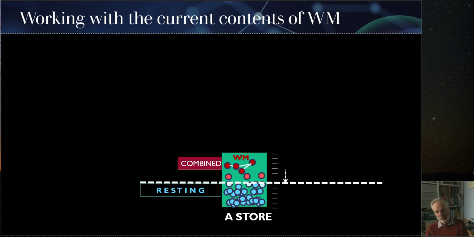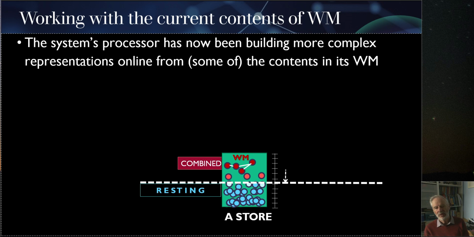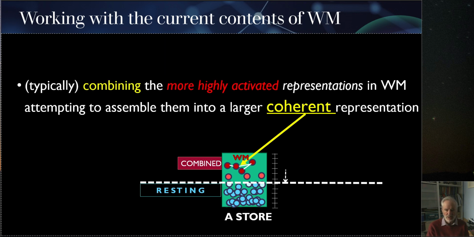And here is the processor. It's grabbed hold of some of these representations, and it's tried to make coherent sense of them by building a bigger structure, a longer representation, a more complex representation for all the input that's coming in, and some of the contents has been used. Notice that not all of the contents has been used.